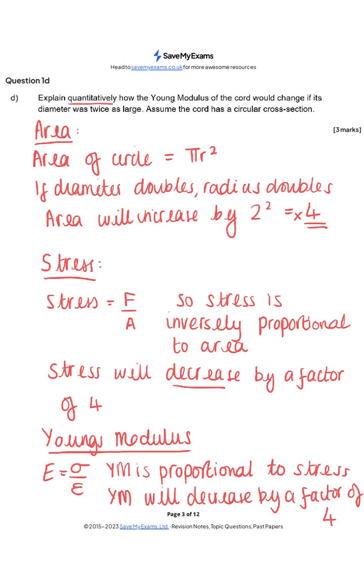Then we'll look at our Young's modulus finally. So the Young's modulus is stress divided by strain. So Young's modulus is directly proportional to the stress. Therefore, it will also decrease by a factor of 4, just like the stress. So because we've made our cord double as wide, we've doubled the diameter, the Young's modulus will decrease by a factor of 4.